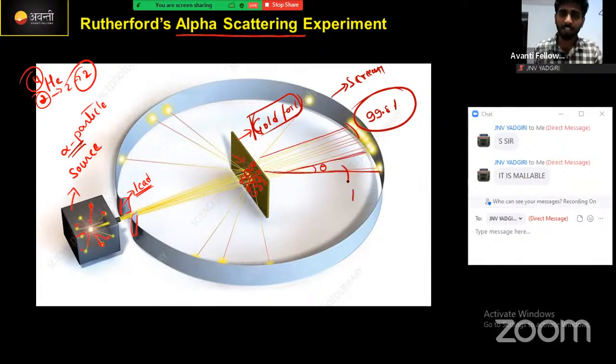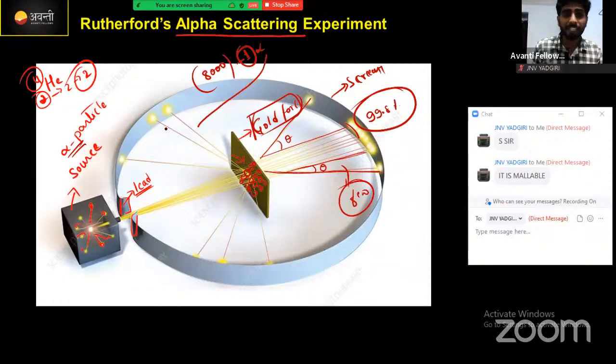These are only few, right? इधर भी देखो, with some angle theta. Few of the alpha particles are scattered with a small angle, and among 8,000 alpha particles, one alpha particle will get reflected from this gold foil. These are all the experimental observations what actually Rutherford has noticed.